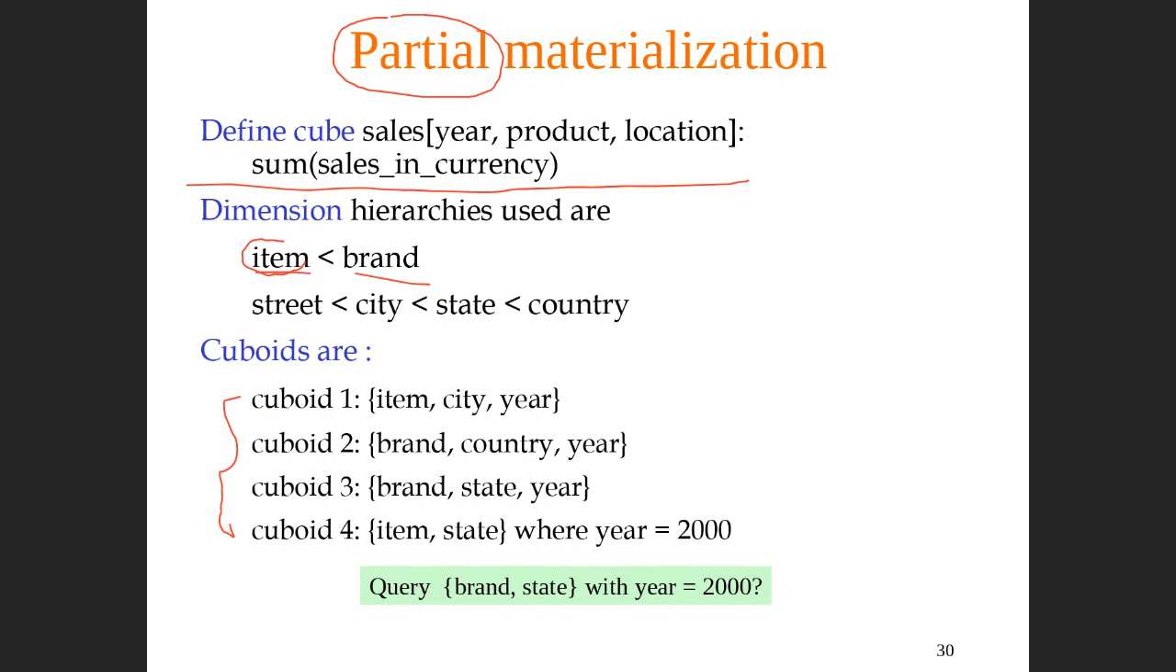Then for location, for example, a country consists of a number of states. A state consists of a number of cities. A city consists of a number of streets. For example, Riyadh Street in Riyadh City in Riyadh province in the Kingdom. So these are the levels of the hierarchy that will be required to solve the problem.